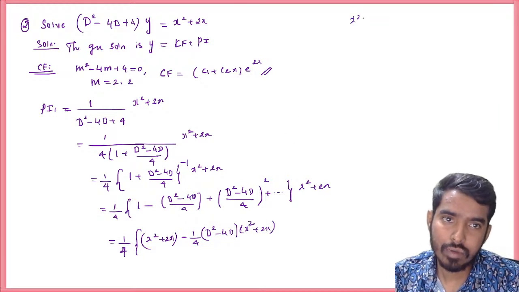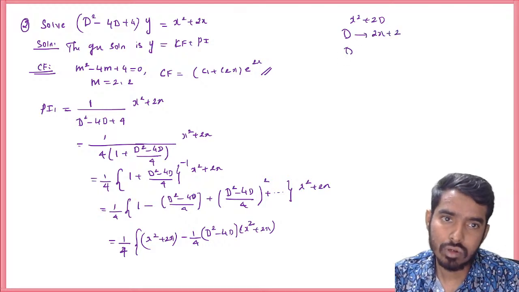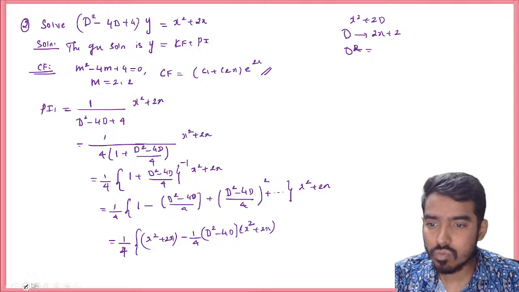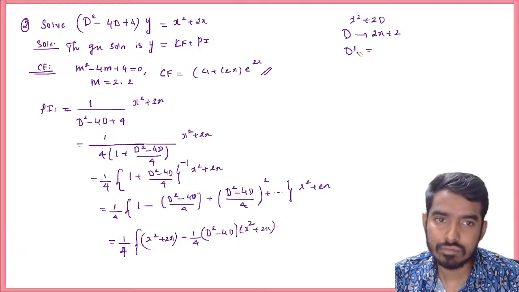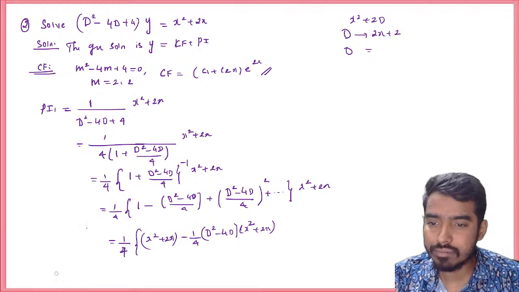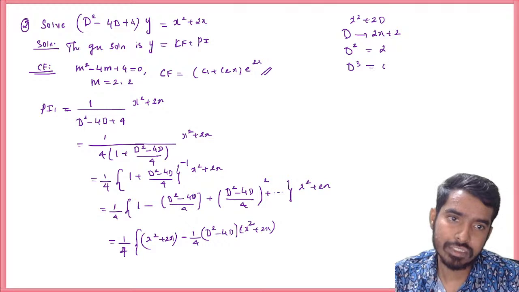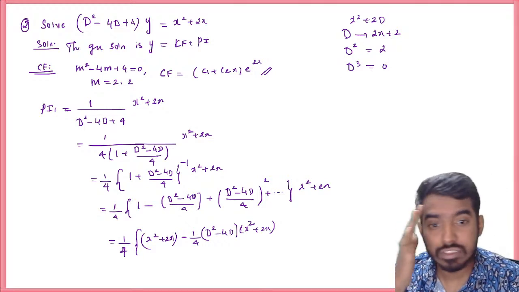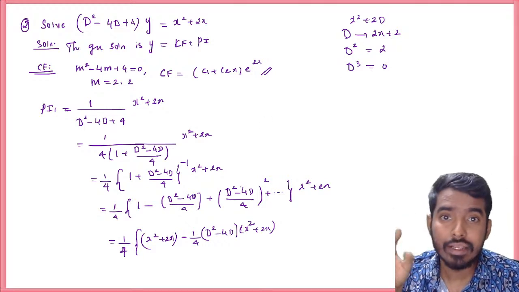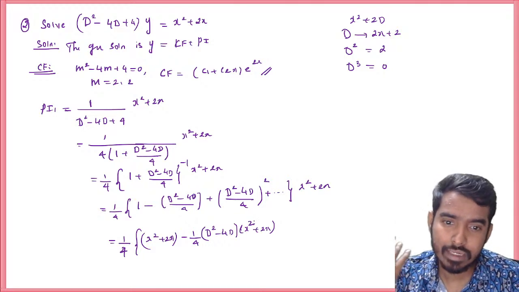So we have x square plus 2x. So D is 2x plus 2. D square is 2, right? D square is 2 and D cube is 0. So that means from D cube everything will be 0. So you don't need to consider D cube term, D power 4 term, D power 5 term and so on.